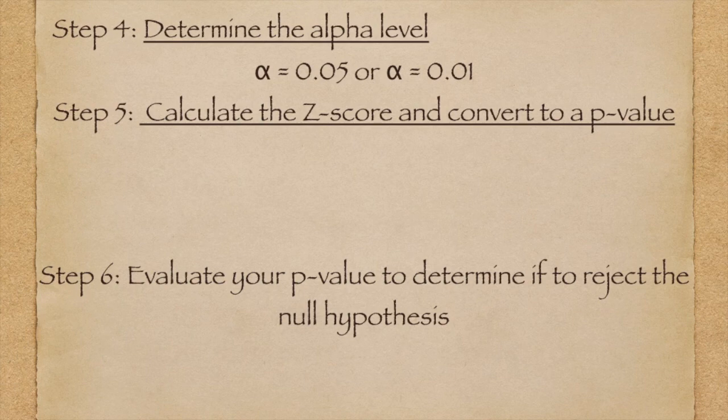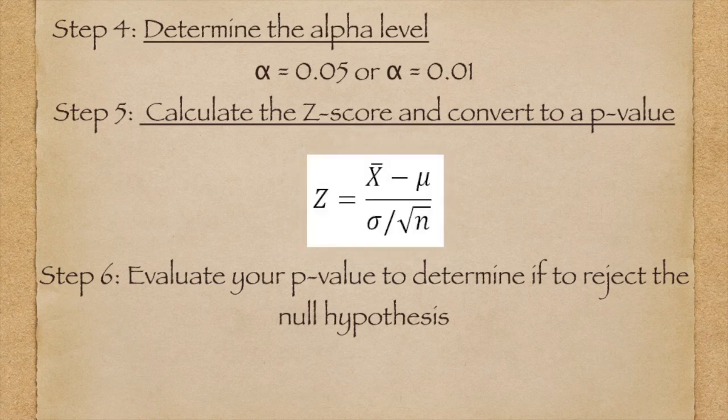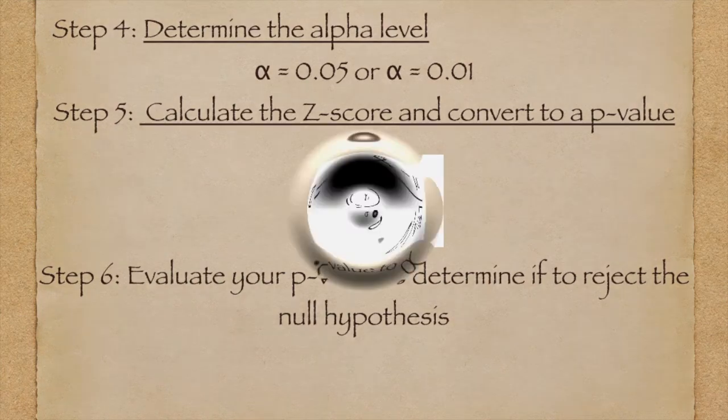Next, you calculate the z-score. The formula here is slightly different when you are looking at two populations. The mean of your treatment group, or X bar, is subtracted by the general population or control group mu, divided by the standard deviation, or sigma, which was divided by the square root of the sample size. Next, you evaluate your p-value to determine if you will reject the null hypothesis based on your findings.